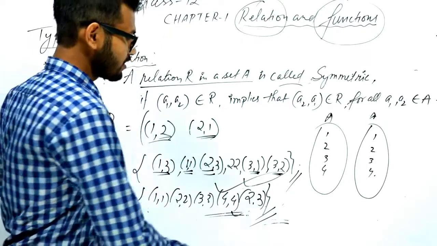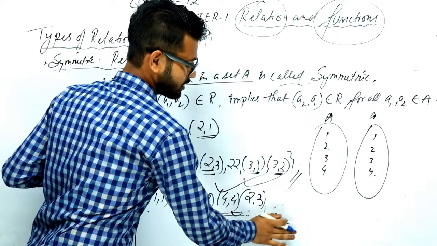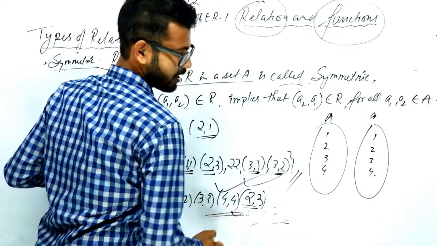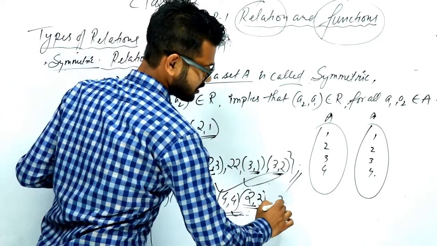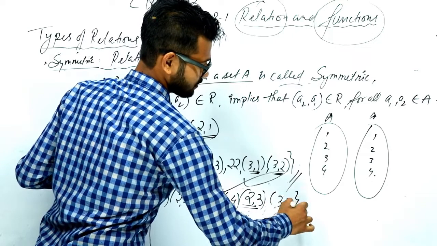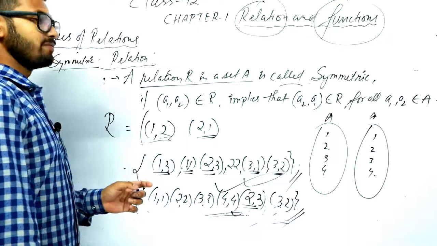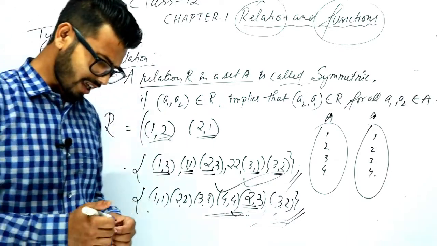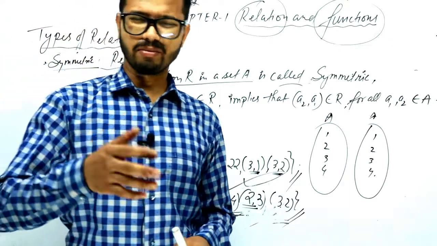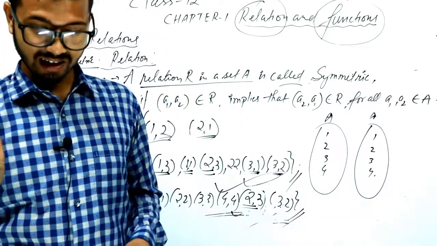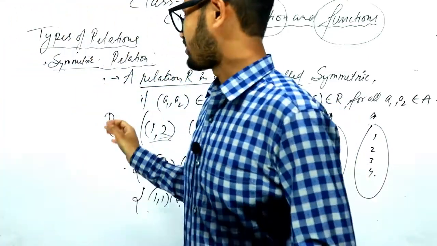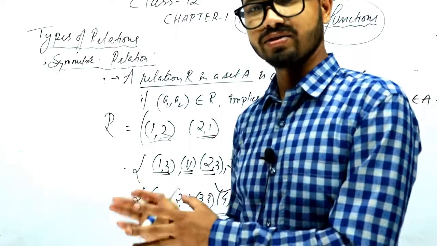To make it symmetric, the reverse order of this pair should be present. That means 3, 2 should be present. In the absence of 3, 2, we cannot say that this is a perfect example of a symmetric relation. I hope you can catch the concept. There are still many things; the video will become very lengthy if I go on explaining each and every depth of the concept. I hope you can catch what I mean to say.